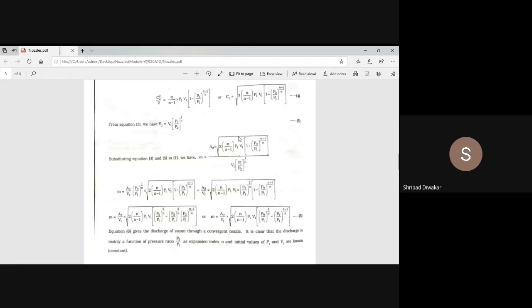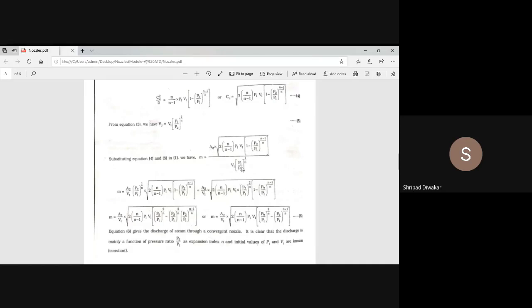Next step. Simplifying, I am putting it as first m equals A2 divided by V1. Whatever this expression is, P1 divided by P2 to the power of 1 by n, it is in the denominator. Here I am taking it in the numerator. When you take it in the numerator, instead of writing P1 by P2 to the power of 1 by n, you have to write it as P2 by P1 to the power of 1 by n. Just make note of it.